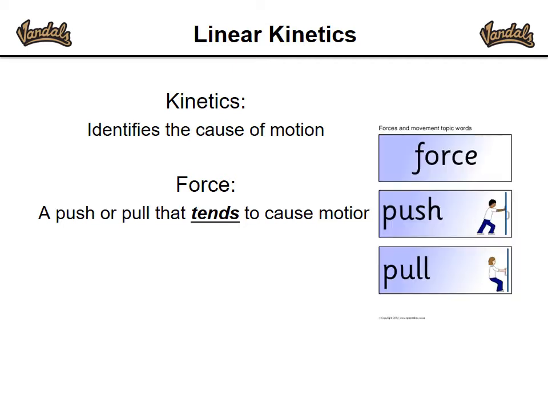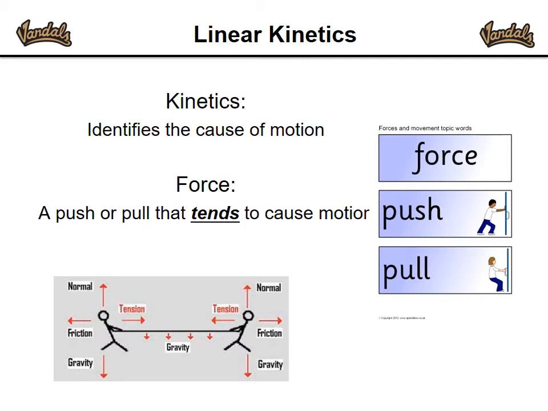Here's a little diagram of a push or pull, and essentially here is a type of tug of war where you have tension in the rope. Gravity's pulling down on the rope as well as the individuals. Friction allows them to stay put while they're pulling. And then you have the normal force, which is opposing the body weight or going up.